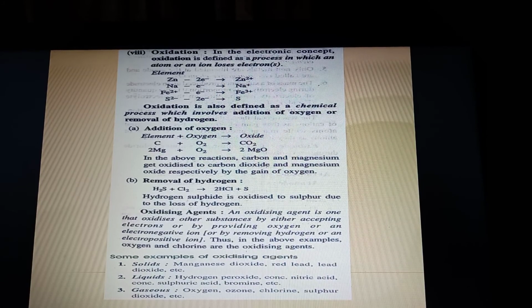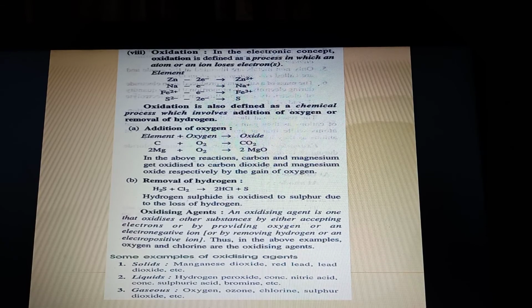Now these examples become very handy when you have to take a call in the MCQ and all the options given are very close. So these examples become very handy in decision making. Solid oxidizing agents: manganese dioxide, red lead dioxide. Liquid: hydrogen peroxide. Nitric acid and conc. sulfuric acid, they are oxidizing agents.